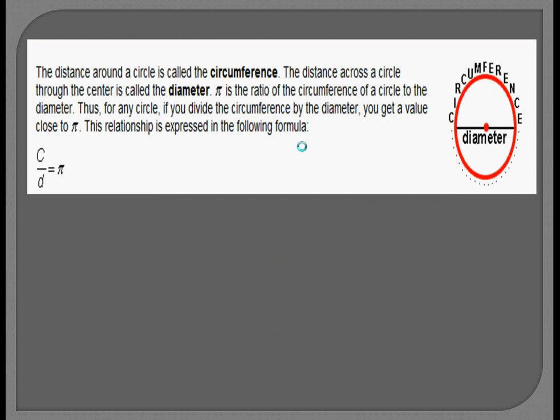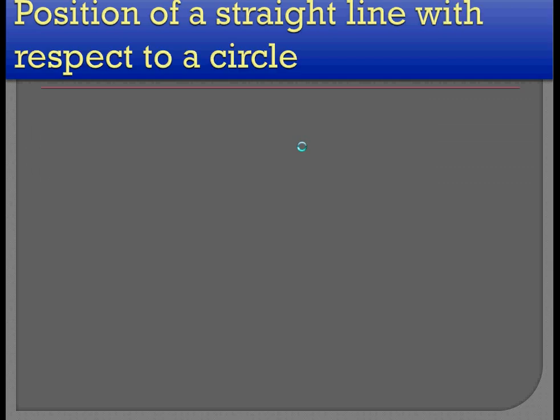Number one, pi times d. Number two, 2 pi r. And we said also that the ratio between the circumference of the circle and the diameter is constant, and this constant is equal to pi. After that, the second point in our lesson today is the position of the straight line with respect to a circle.